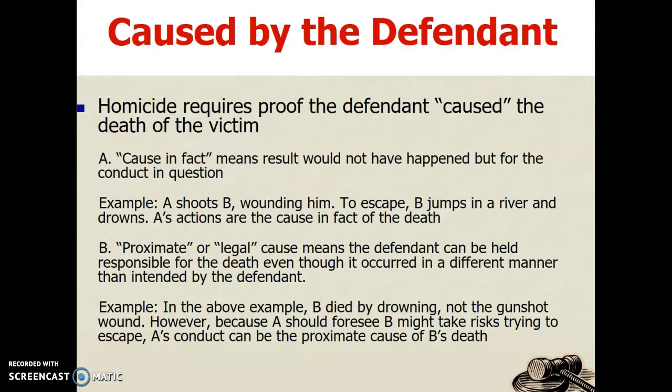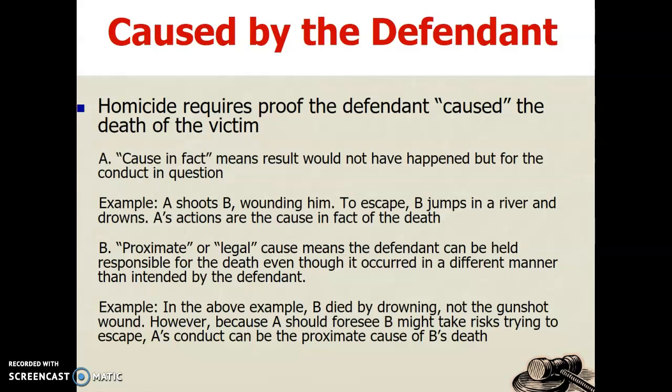Homicide requires proof that the defendant caused the death. The cause in fact means that because of the actions of person A, person B died, and that needs to be proven in the court before somebody can be charged with homicide.